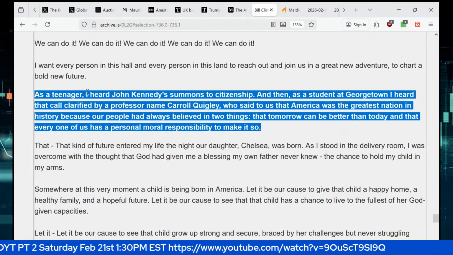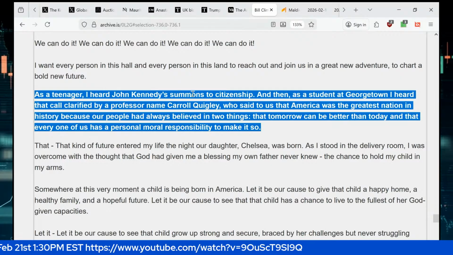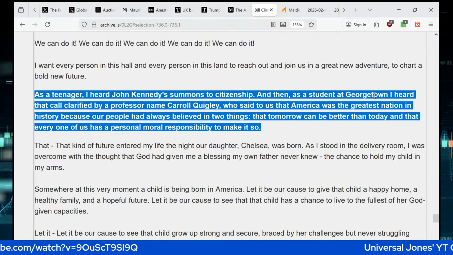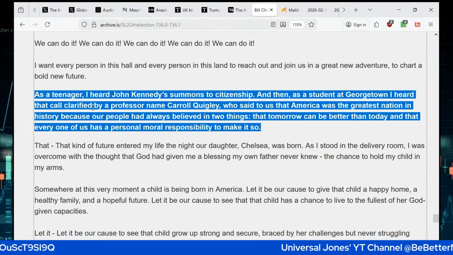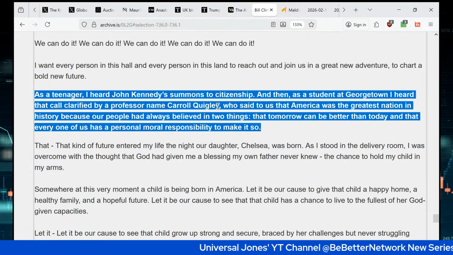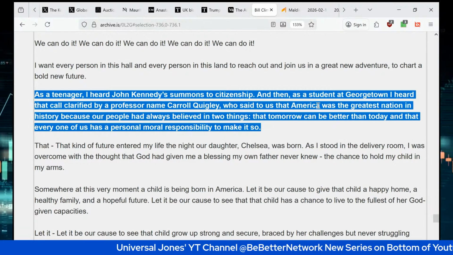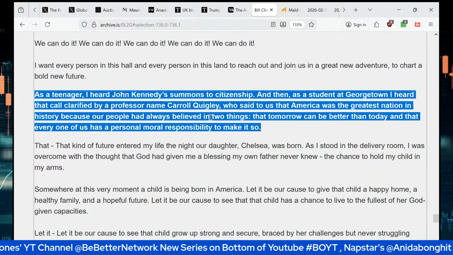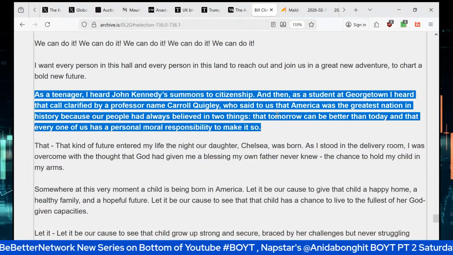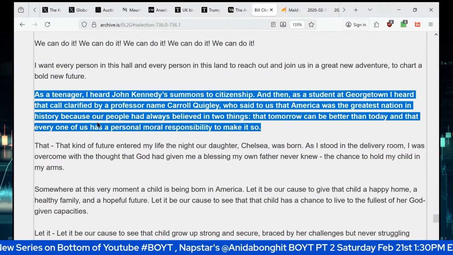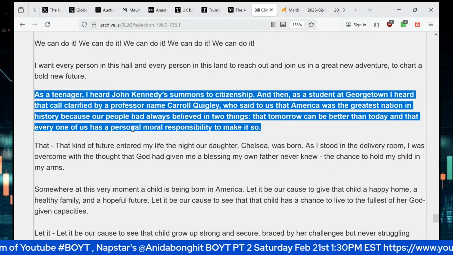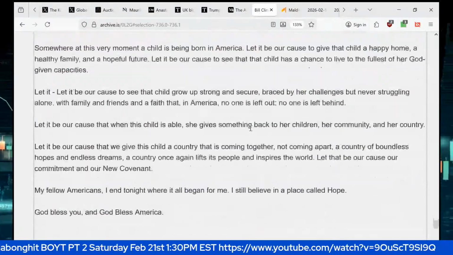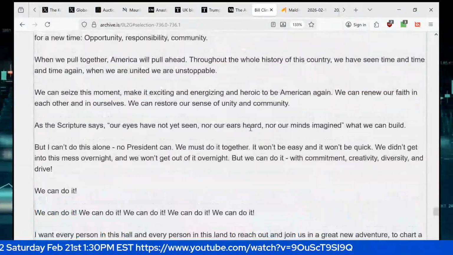As a teenager, I heard John Kennedy's summons to citizenship. And then as a student at Georgetown, I heard that call clarified by a professor named Carol Quigley, who said to us that America was the greatest nation in history because our people had always believed in two things: that tomorrow can be better than today, and that every one of us has a personal moral responsibility to make it so.